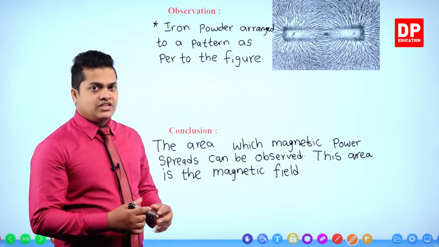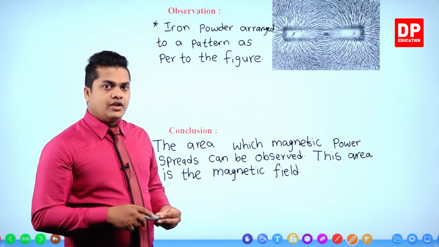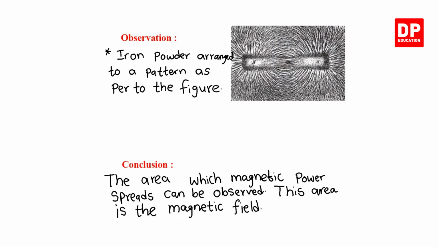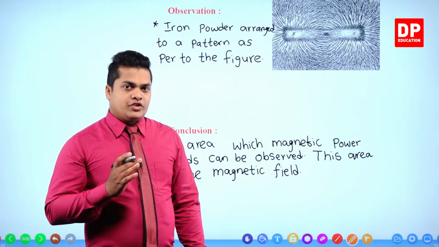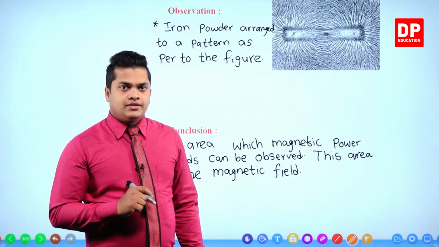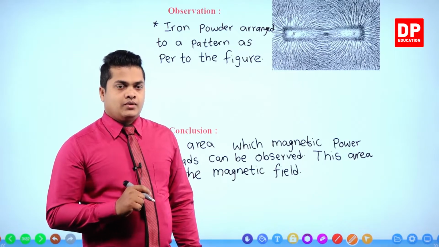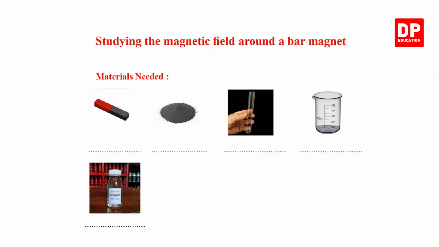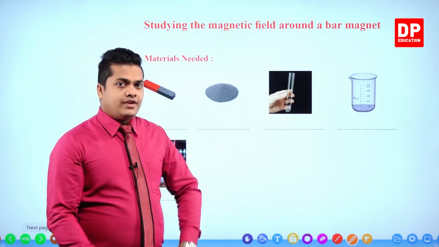So by carrying out this activity, we can find out the magnetic field. So this is the magnetic field of a magnet. Magnetic field means it's the area in which the magnetism is going to spread in a magnet, right? So we'll move on to observe this magnetic field in a different way.